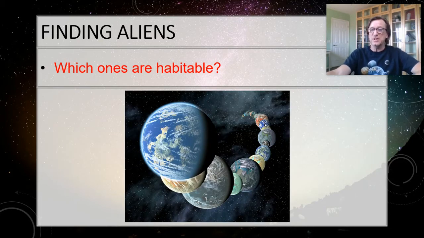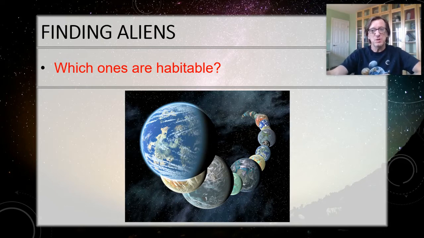But the question for us then is, which one of those planets are habitable? Now, in our own solar system, we have 9 planets because Pluto's a planet, damn it. Ask me later if you want to know why. But not all of those planets are actually habitable. Some of them are gas giants, Jupiter, Saturn. Some are what we call ice giants, Uranus and Neptune.